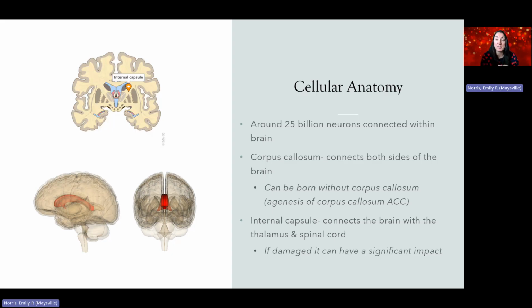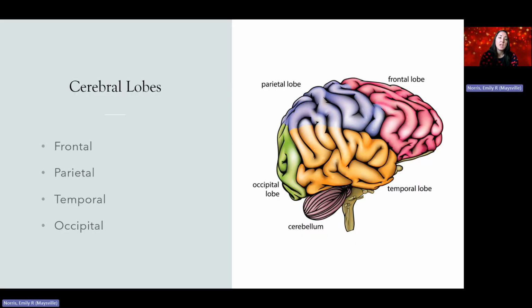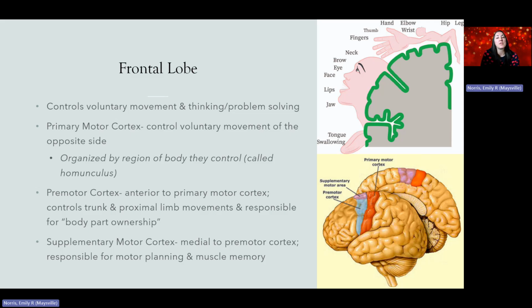The internal capsule connects the brain with the spinal cord, so the brain to the body. If it is damaged, it will have a significant impact on function, whether you're able to move or feel or any of the functions that need the brain and spinal cord to work together. We will go over the lobes of the brain, of course: the frontal, parietal, temporal, and occipital lobes. So first, let's start with frontal.